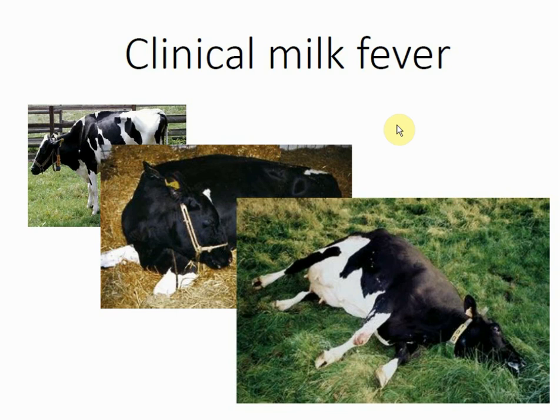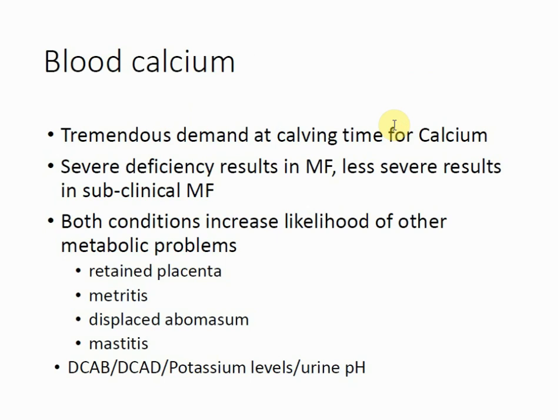Work in the States and the UK has shown that 45% of older cows in an average UK dairy herd are hypocalcemic, and up to 15% of even first lactation cows. There's a tremendous demand at calving time for calcium, and severe deficiency will result in milk fever, but the less severe results in subclinical. And these subclinical effects contribute towards retained placenta, metritis, displaced abomasum, and mastitis.